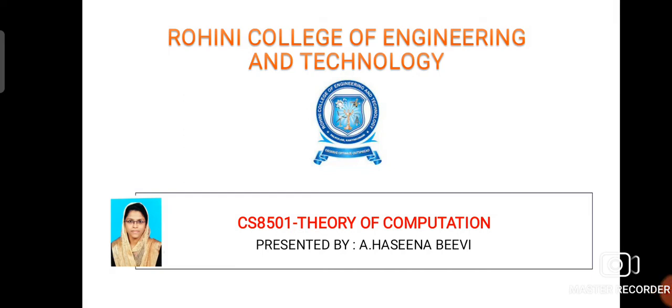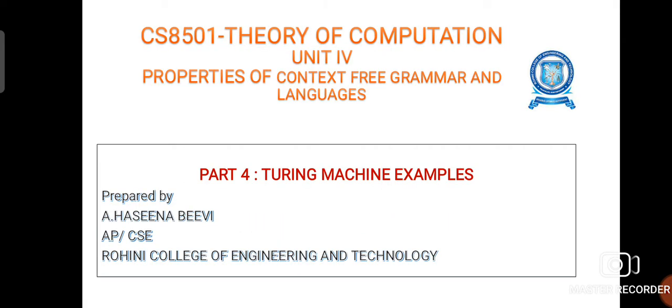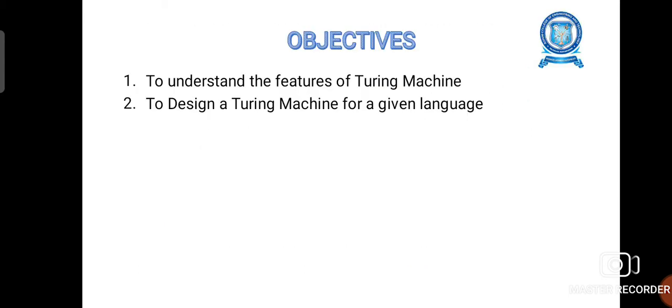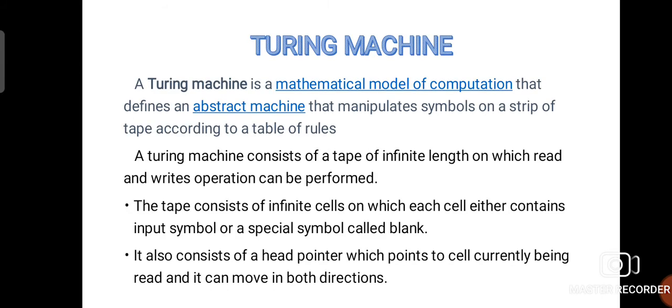Hello viewers, this video lecture is for the subject Theory of Computation and we are going to see the topic Turing Machine examples from the 4th unit. The objectives are to understand the features of Turing Machine and to design a Turing Machine for a given language. First of all, let us see the definition and the features of Turing Machine.